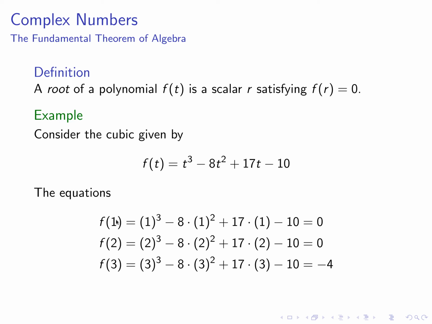When I plugged in t equals 1, I got 0, and when I plugged in t equals 2, I got 0. What this tells me is that r equals 1 and r equals 2 are roots of the polynomial, but when I plugged in t equals 3, I got -4, which is not equal to 0, so that tells me that r equals 3 is not a root of this polynomial.